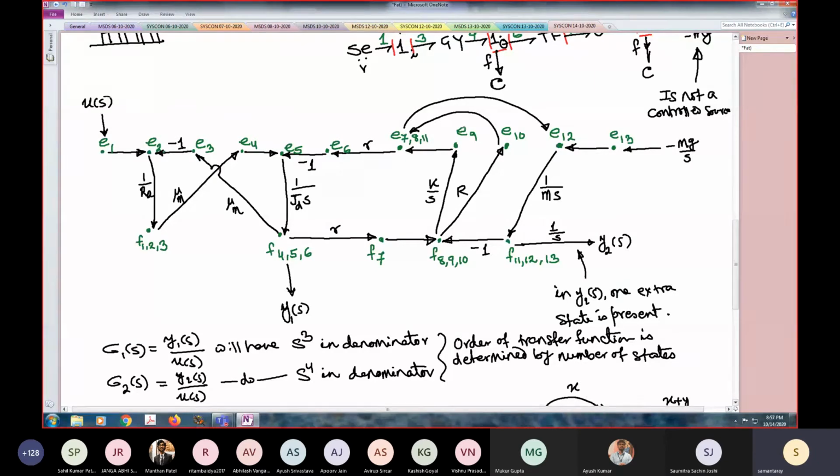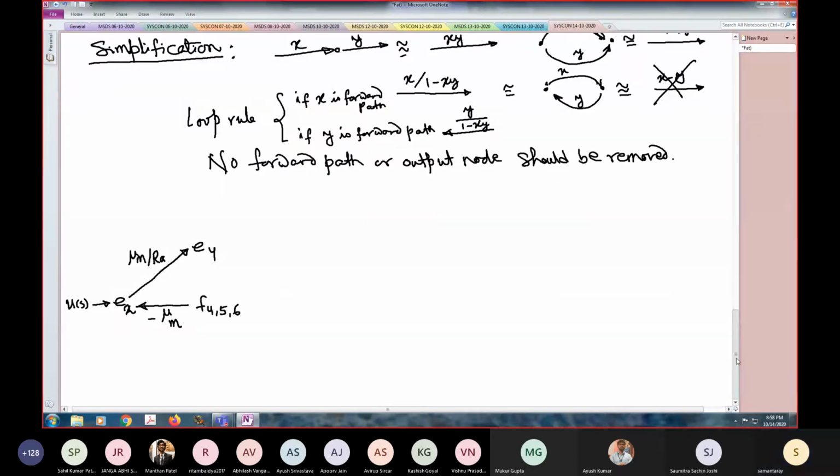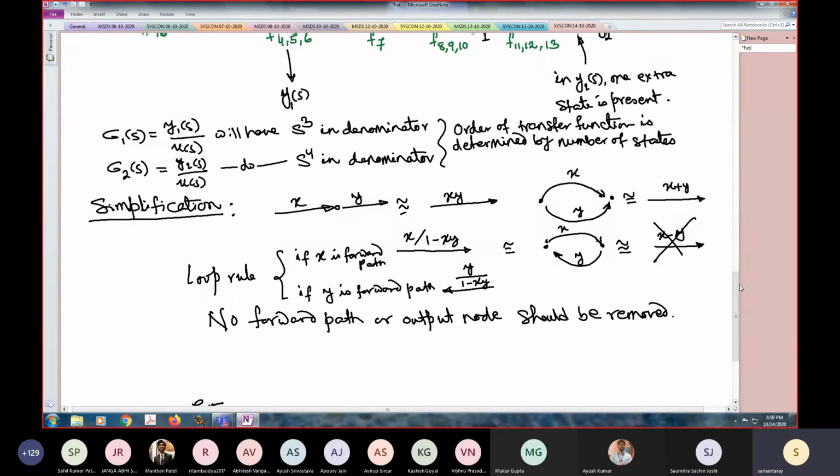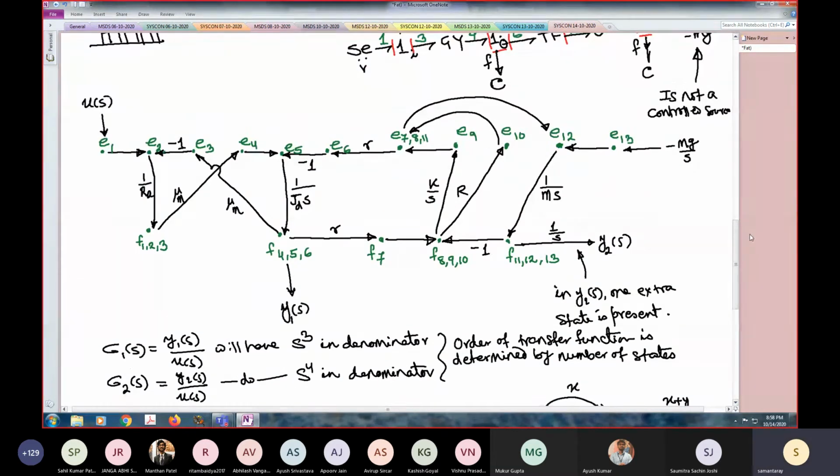There is 1 by JDS. I will connect 1 by JDS, E5 to F456. So this is not 4, this is E5. 1 by S. Then we have that gyrator. Gyrator is gone, done. Yes, there was a twisting overlap. That twisting is also omitted by bringing that E2 downwards.